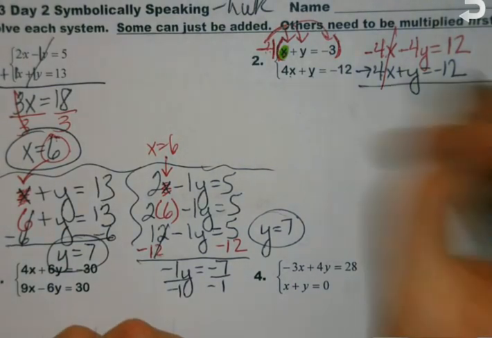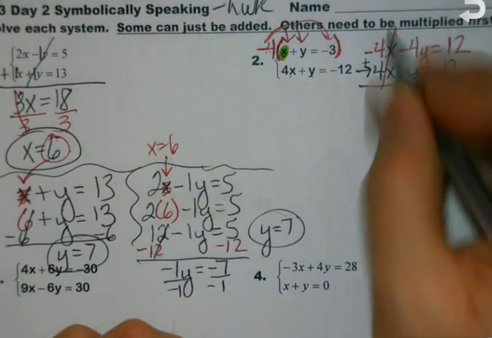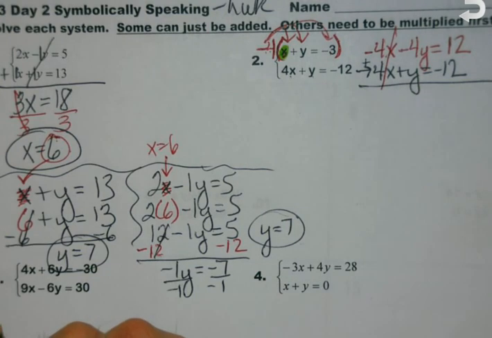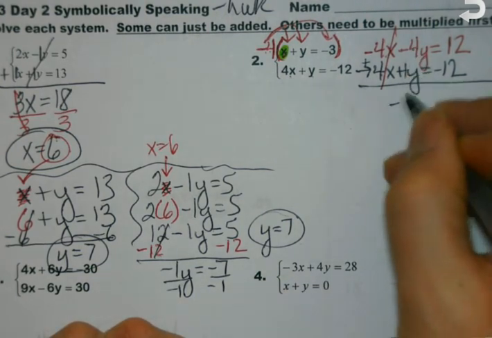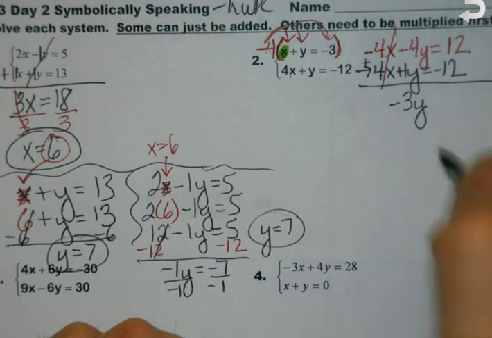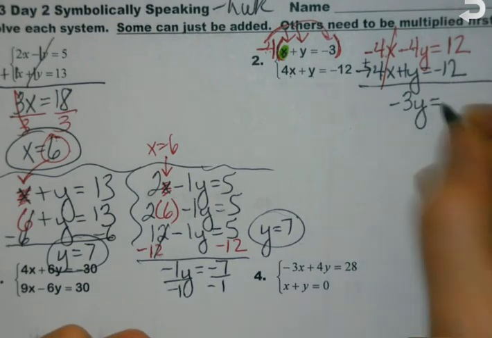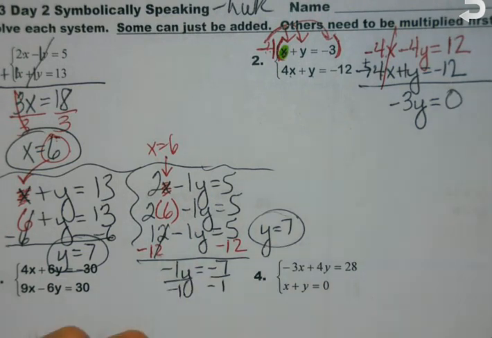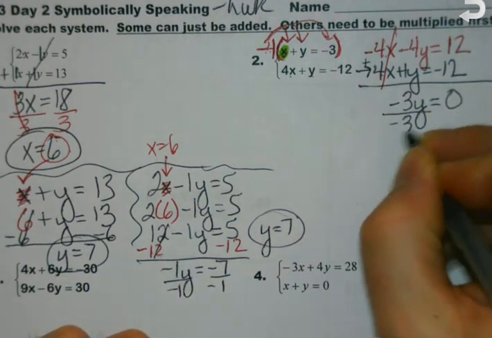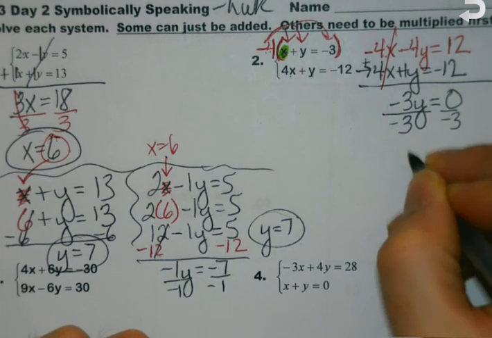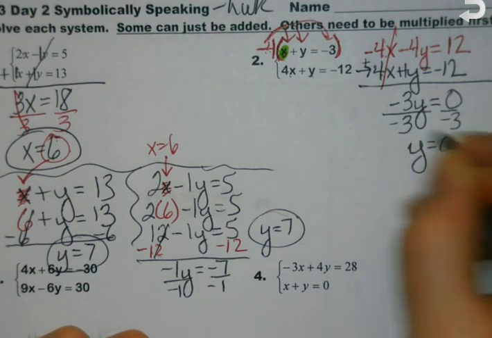And like I said before, when I go to add, the x's cancel. Negative 4 plus 1 is negative 3y. 12 minus 12 is 0, and that's okay to have happen. Because what happens when you divide 0 by anything? 0.